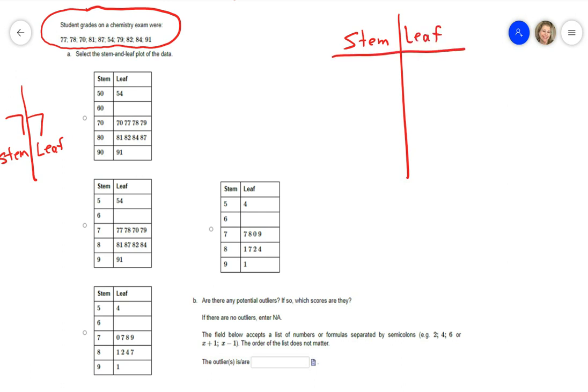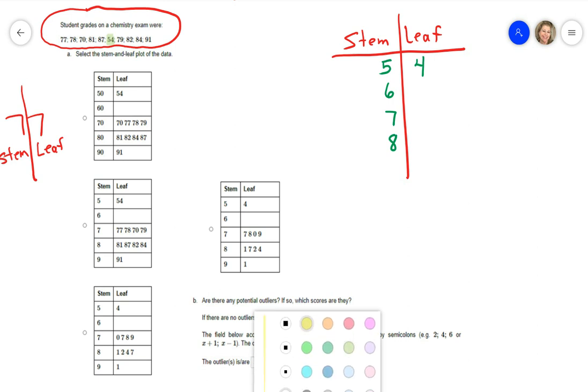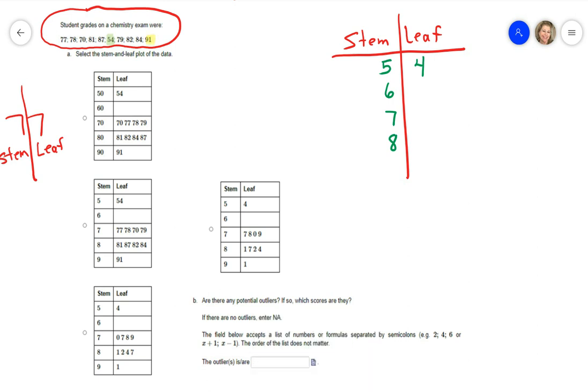And now I need to identify my smallest and my largest. Let's see, my smallest one is the 54. So that I highlighted in green. So I'm going to have a 5 here and a 4 there. It's the only 50 that I have. And then since I start at 5, then I'll go 6, 7, 8. And is there a 9? Yes, there is. The highest value is a 9. So I'll definitely have a 9 right here.